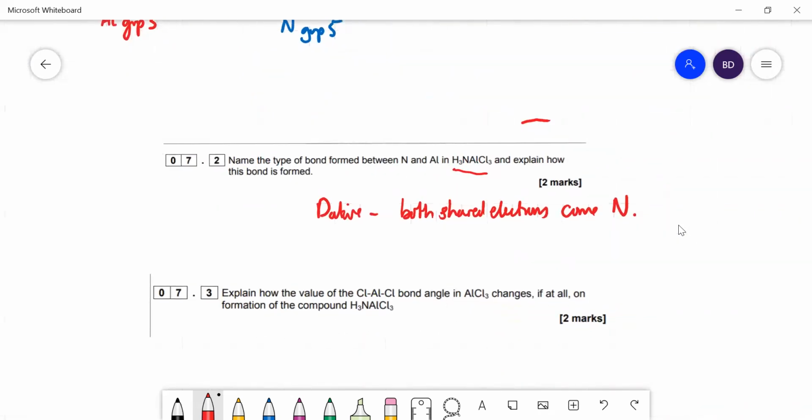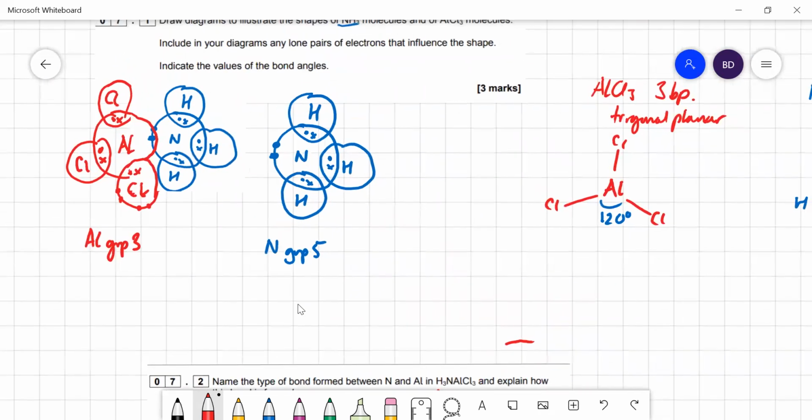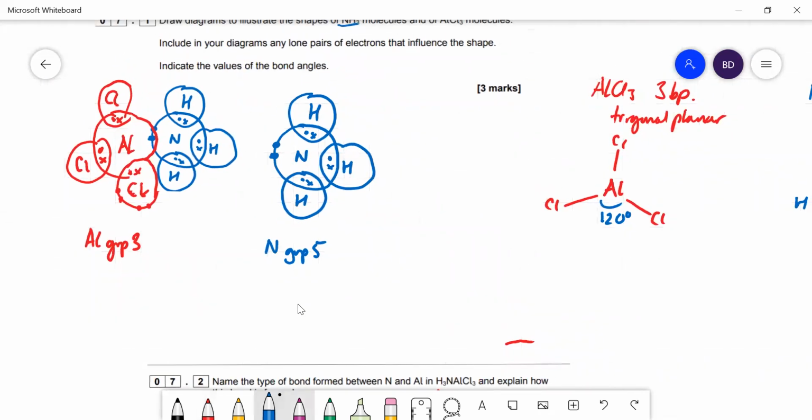Now, the final bit, explain how the value of the chlorine aluminium chloride bond angle in AlCl3 changes when you form this compound. Now, we've seen before, to start off with, it was 120 degrees here, wasn't it? Because you had 3 bond pairs around the aluminium. But here, in this case, you've now got 4 bond pairs. And of course, it's not going to be trigonal planar anymore, it's going to be tetrahedral.